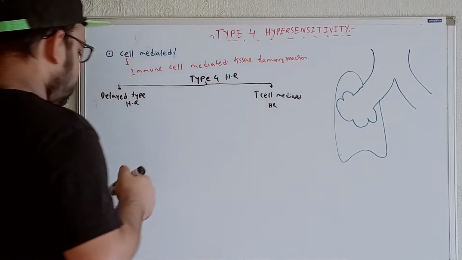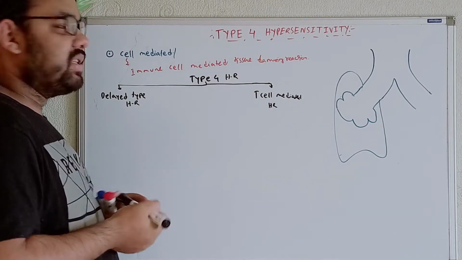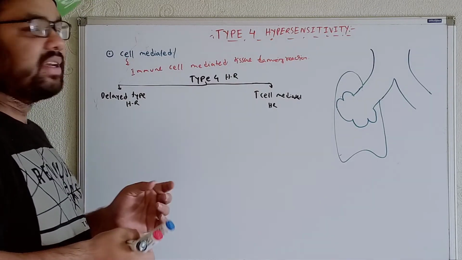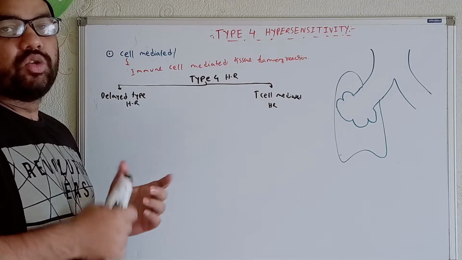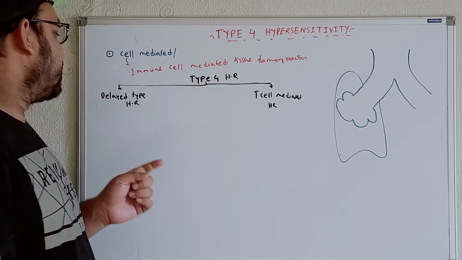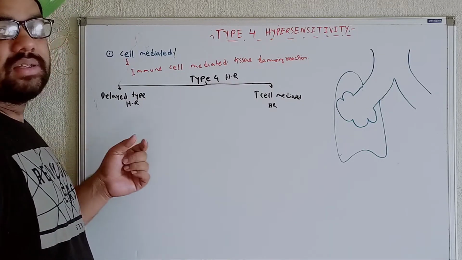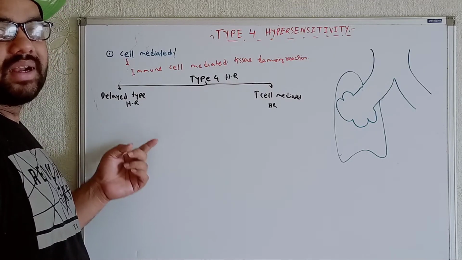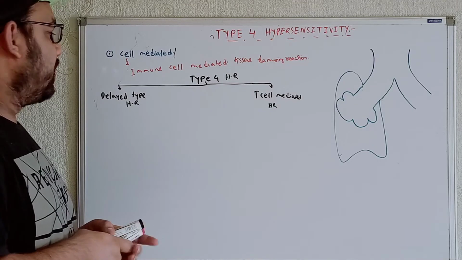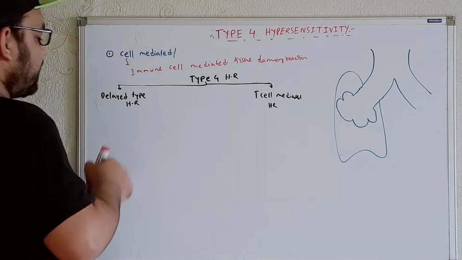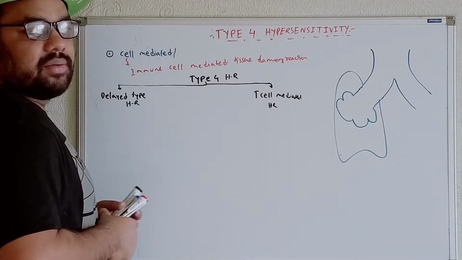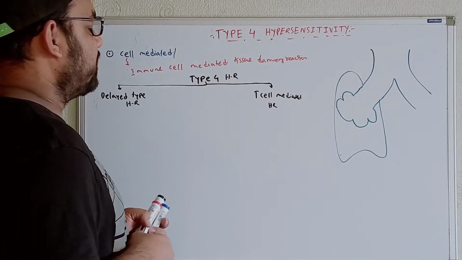Today we'll talk about the delayed type hypersensitivity reaction. In these cases, we will see the result, for example, when we inject tuberculin antigens. The manifestations and changes will take around 48 to 72 hours. So we'll talk in detail about the delayed type hypersensitivity reactions, and then we'll go back to the cell mediated hypersensitivity reactions.